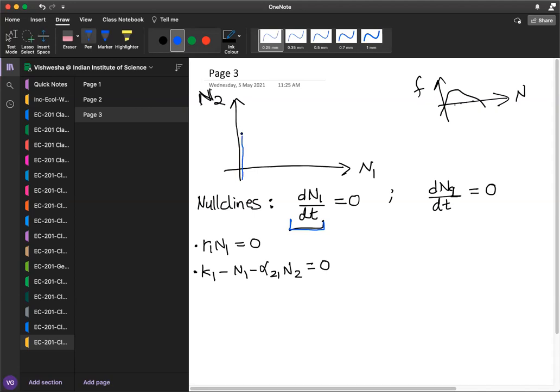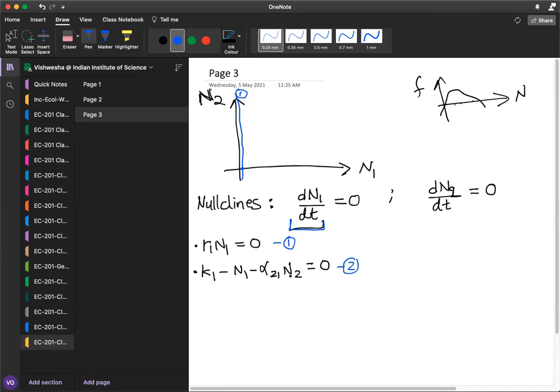So I'm plotting it very close to the y-axis. But this is really N1 is equal to 0. This is the first null cline. Let me call this 1. Let me call this 2. So this is 1.